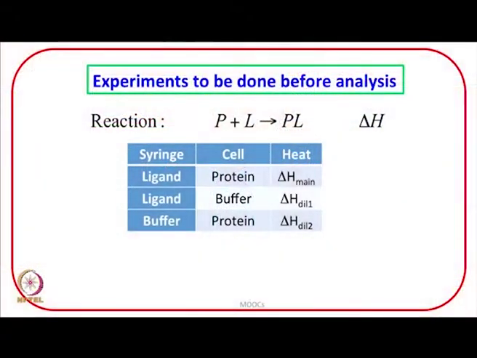For a complete experiment, before the analysis of the data is done, the following should be done. The first experiment is you take ligand in the syringe and protein in the cell, and let us say the associated value that we measure is delta H. I will explain how to get this delta H. The second experiment should be ligand in the syringe and buffer in the cell, and what we will measure is the enthalpy of dilution of the ligand, delta H dilution 1.